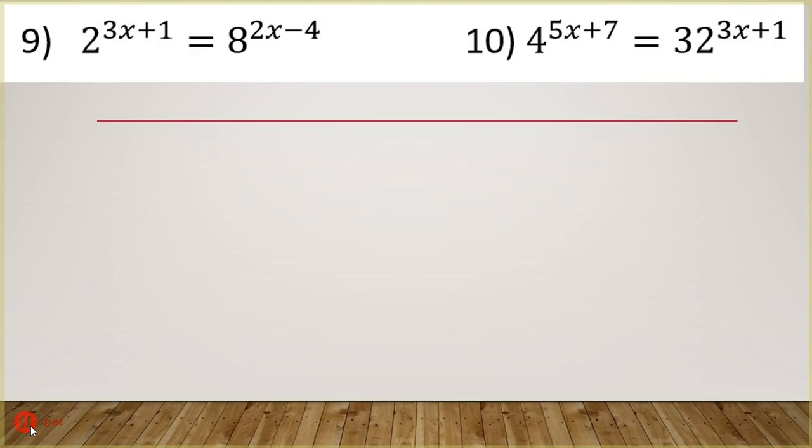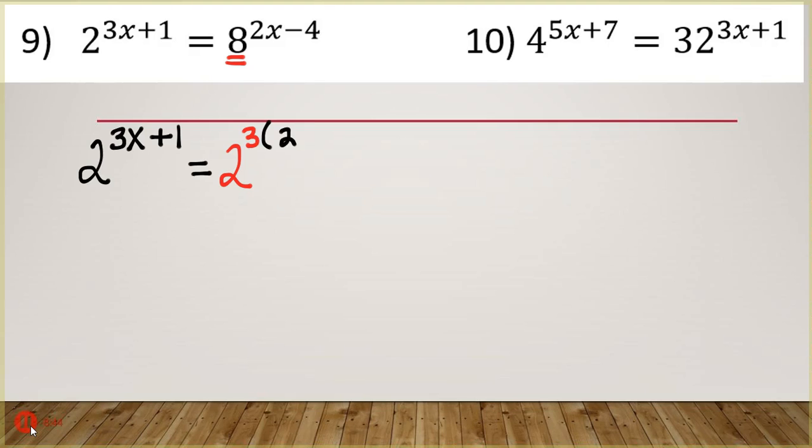Questions 9 and 10. The exponents may look a little bit more complicated, but the process will not change. We need to figure out what is the common base. So 8 can be rewritten with a base 2. So I'm not going to change the left side. I'm going to leave that alone because it already has our base of 2. But the 8, I'm going to rewrite this 8 as 2 to the power of 3.